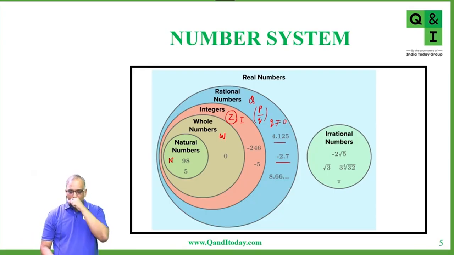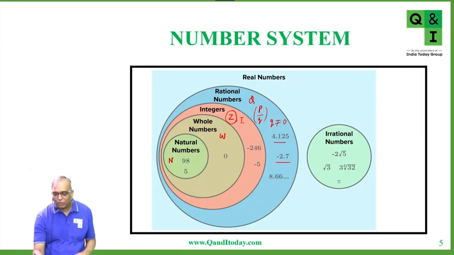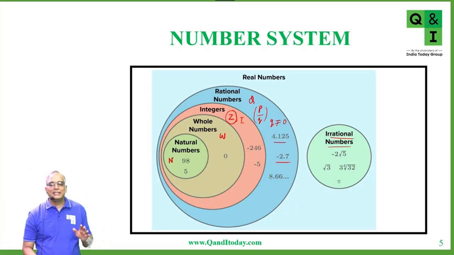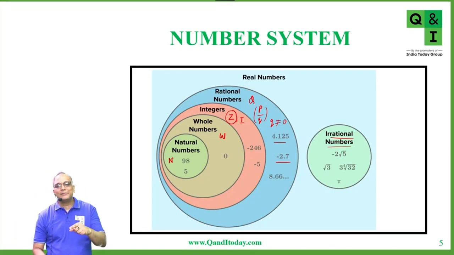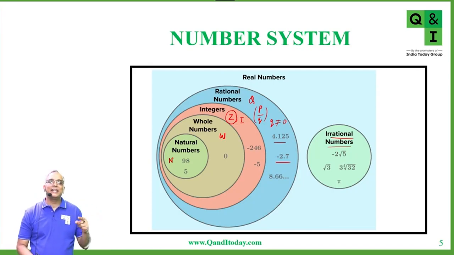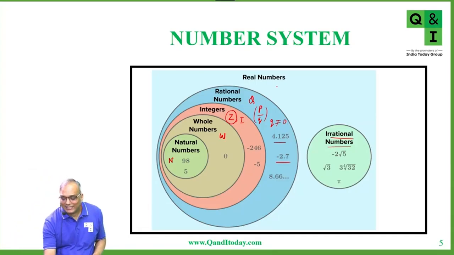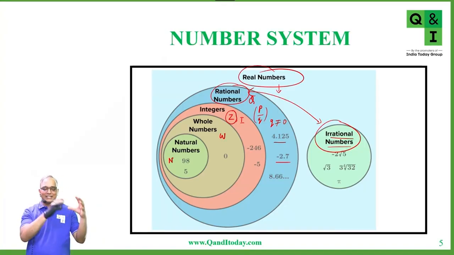Then numbers which cannot be represented in the form p by q are called irrational numbers. Examples are the square roots of prime numbers, and pi is an example of an irrational number. Those decimals which are non-terminating and non-repeating are also irrational numbers. Rational numbers along with irrational numbers together comprise the real numbers. So real numbers are rational plus irrational.